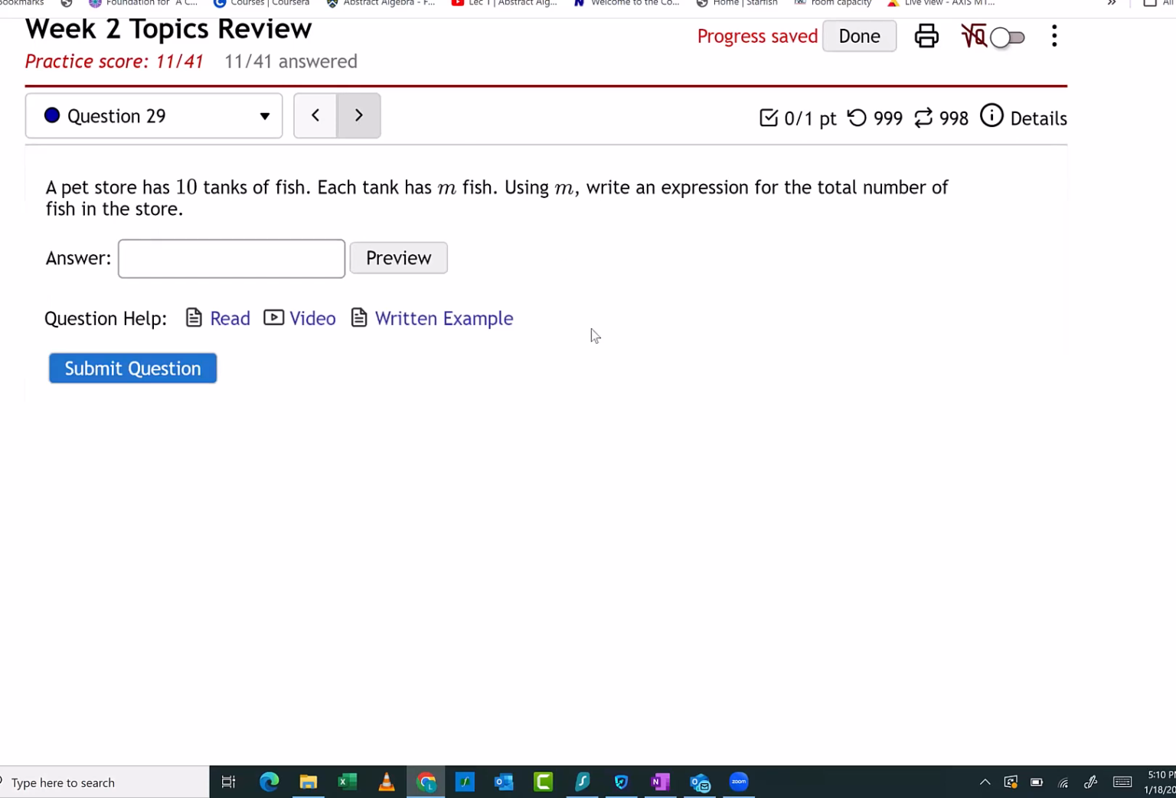Okay, now we have some word problems. A pet store has 10 tanks of fish. Each tank has M fish. Using M, write an expression for the total number of fish in the store. Okay, let's just draw a picture.